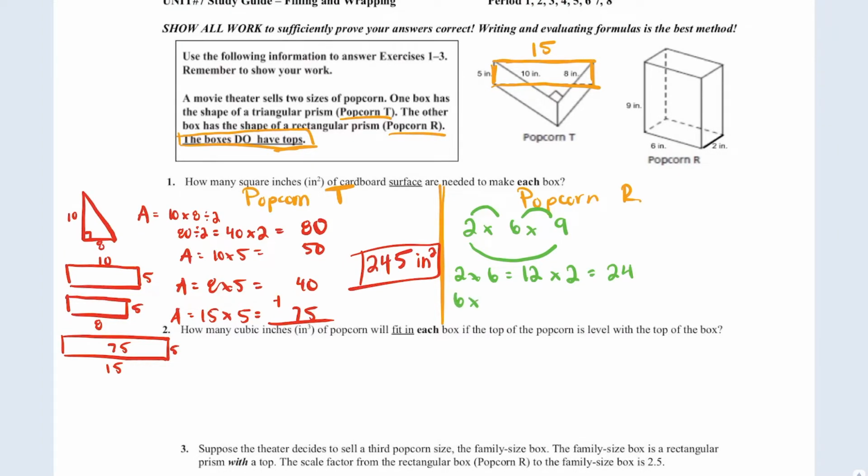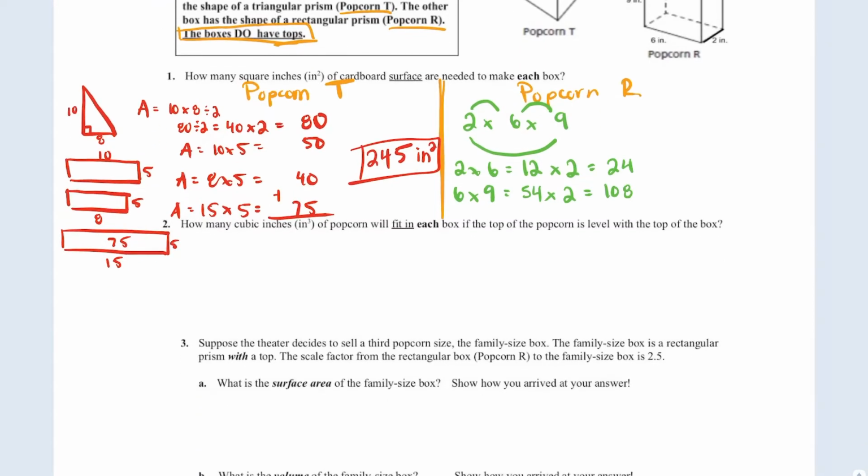I have one face that is 6 by 9, so that's 54, an area of 54. And then again, I have two of those faces, so I multiply that by 2 to get 108. My last face is a 2 by 9, so that's 18, and again, I have two of those. And so that is 36. And now all I do is add these together.